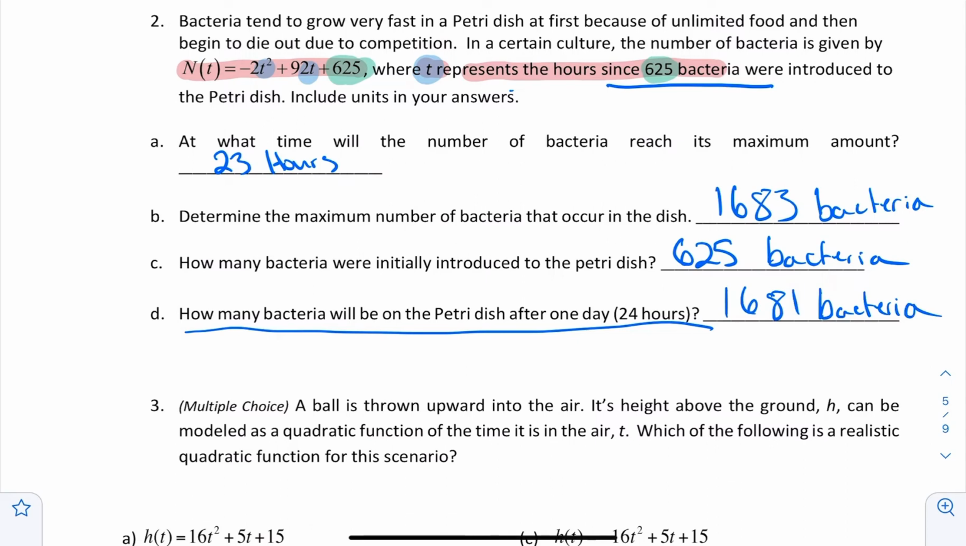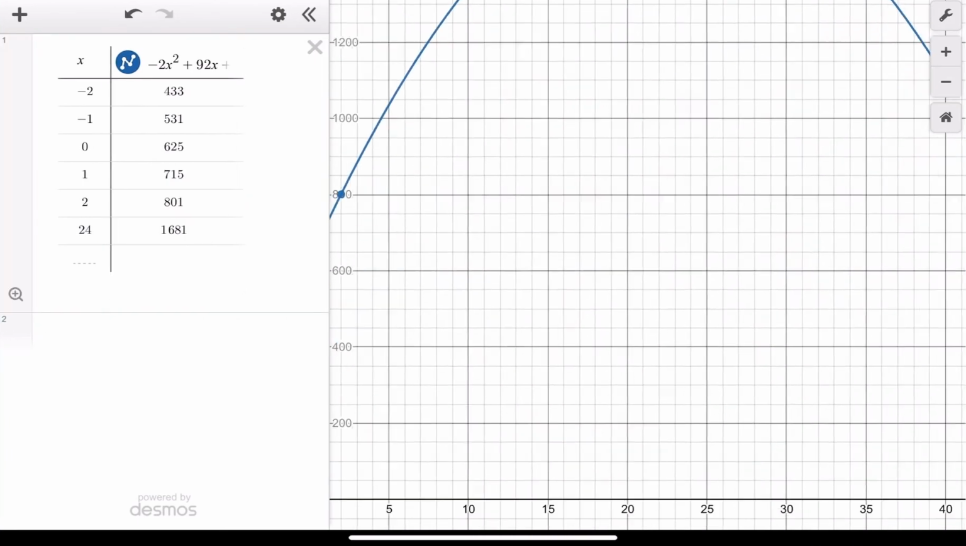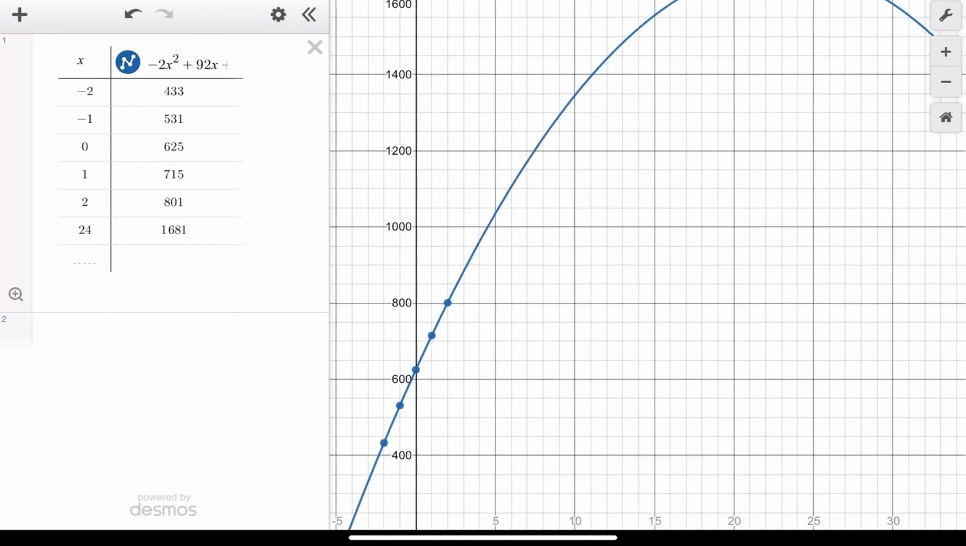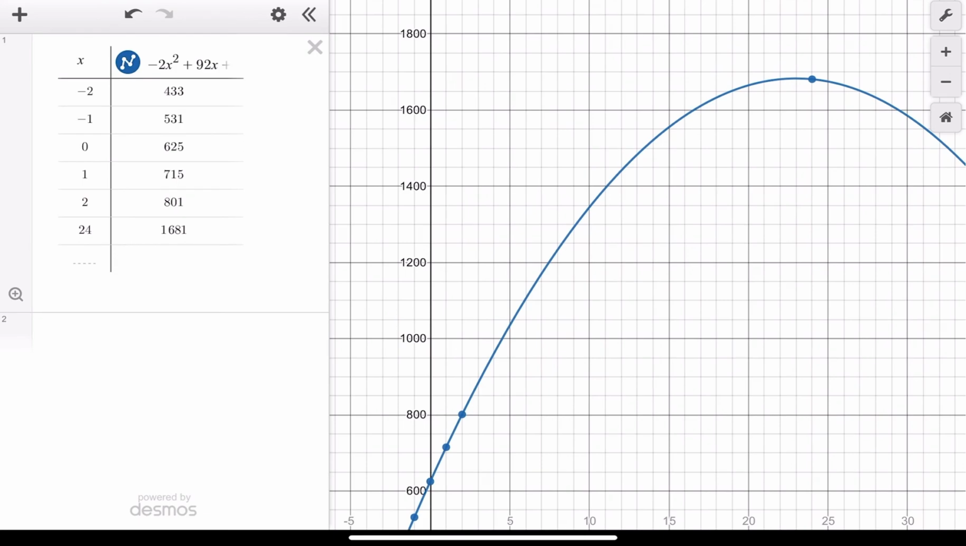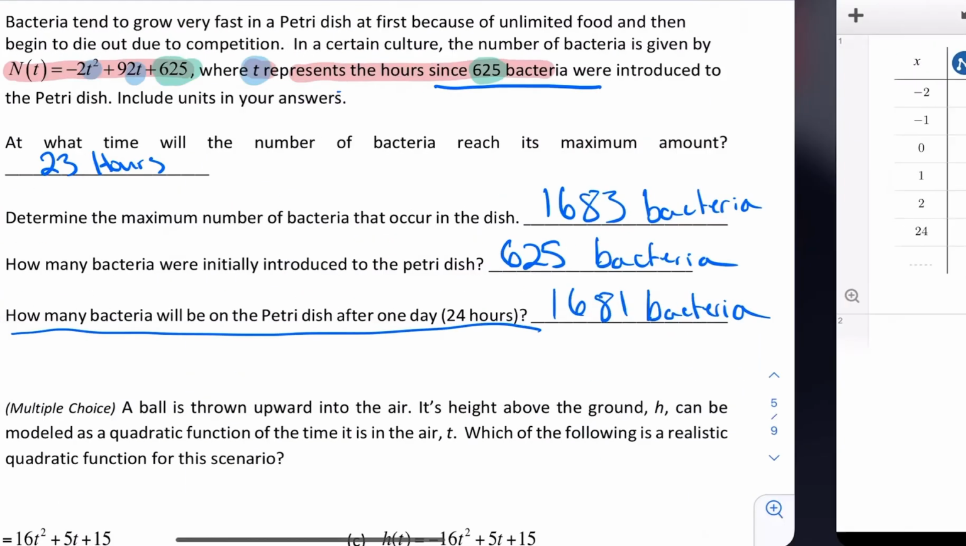So again, we look at our equation, we see what important information I can actually pull out already. We graph it in Desmos. We zoom around to make sure that I can see the parts of the graph that I do care about. And then we start answering our questions.